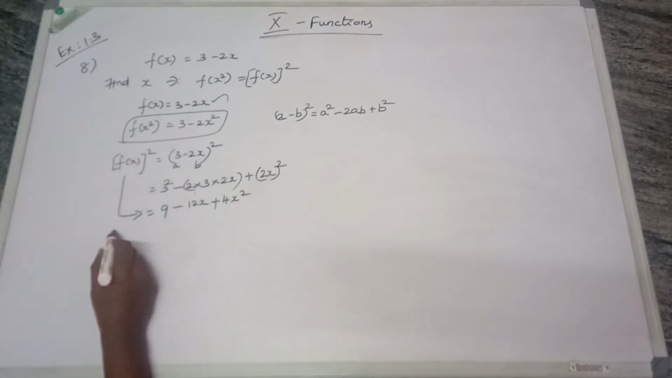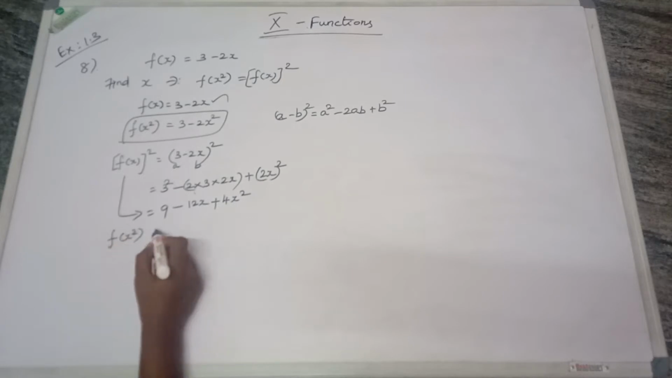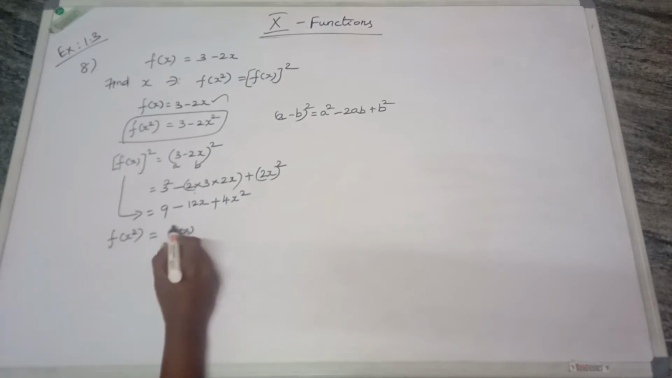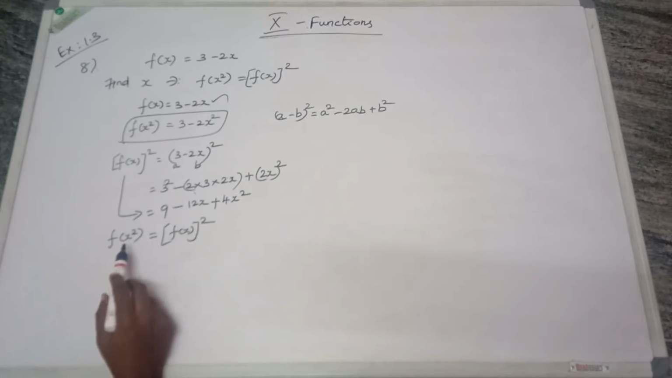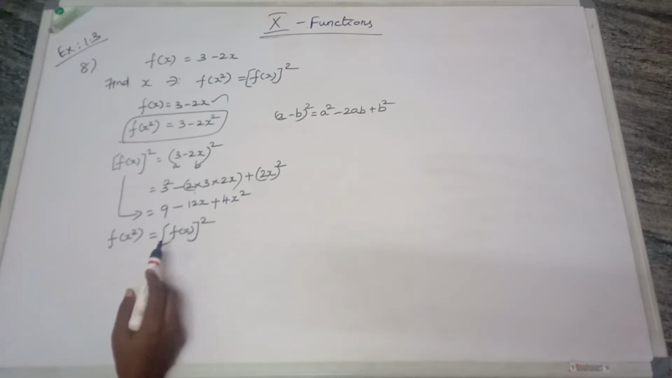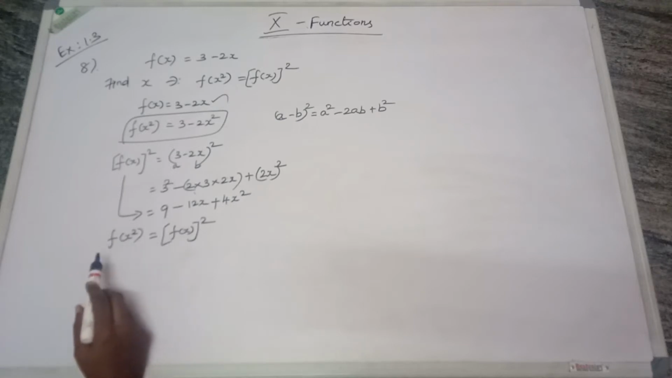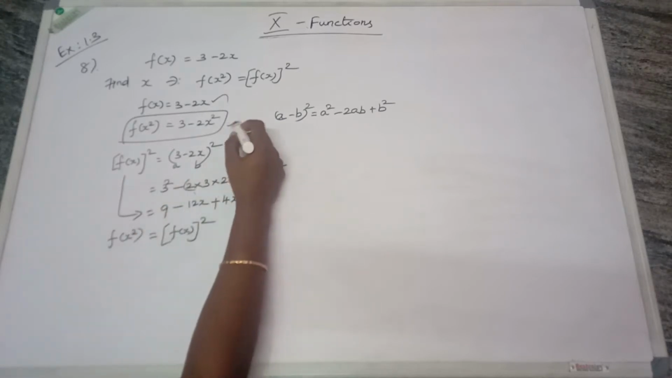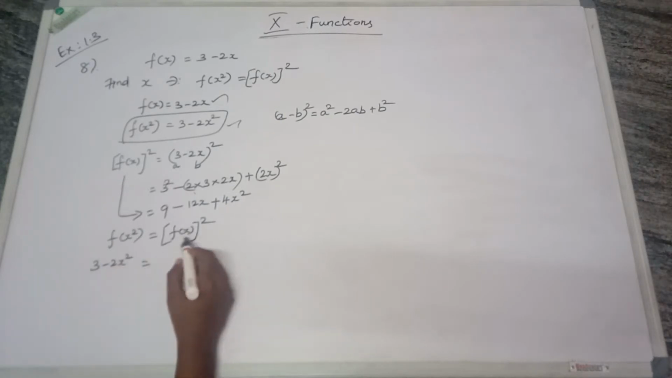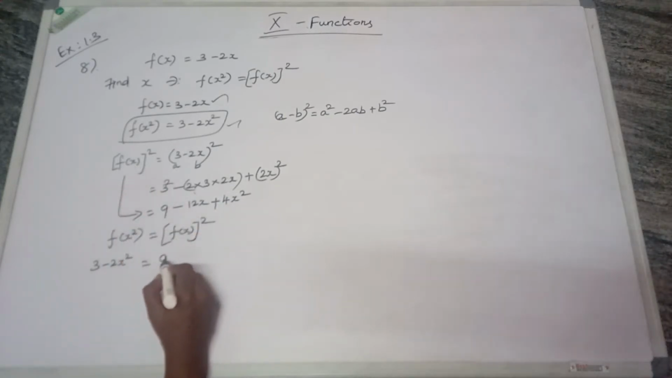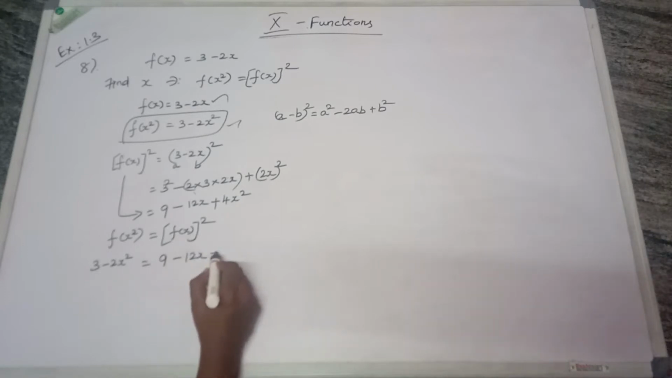So what they asked is, f of x square is equal to f of x the whole square, what is the value of x. They have given that these are equal. We have found the value of these two, so now we have to substitute. f of x square is this one, 3 minus 2x square. And f of x the whole square value, we have found already: 9 minus 12x plus 4x square.